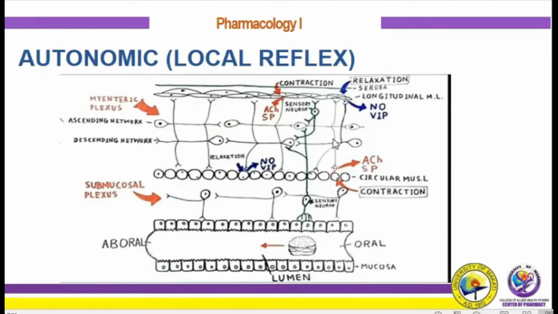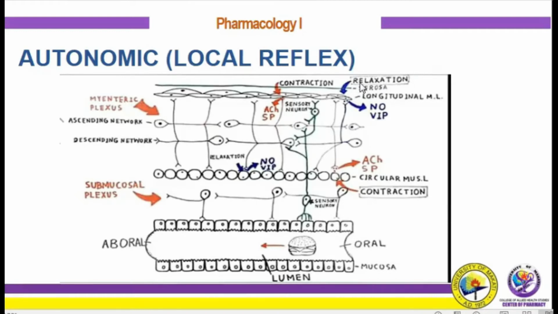And at the same time, the descending network of neurons will release an inhibitory neurotransmitter. So the descending network neuron releases inhibitory neurotransmitters such as nitric oxide and VIP, or vasoactive intestinal peptide, which will cause relaxation of the muscle, or relaxation of the longitudinal muscle.